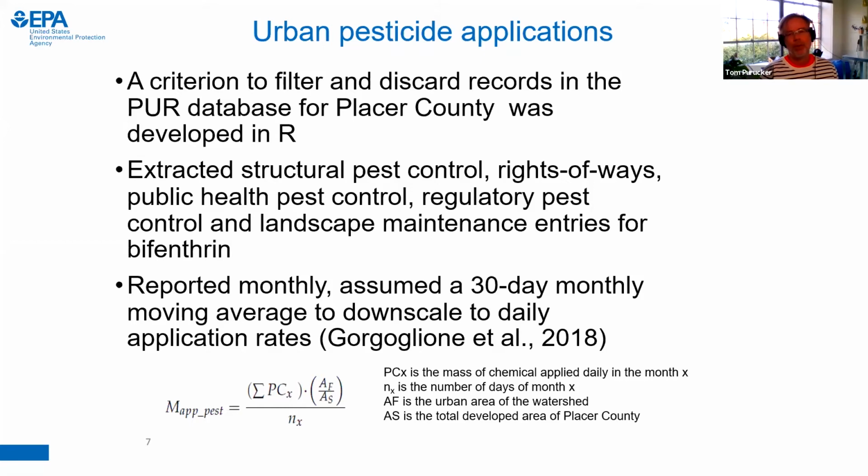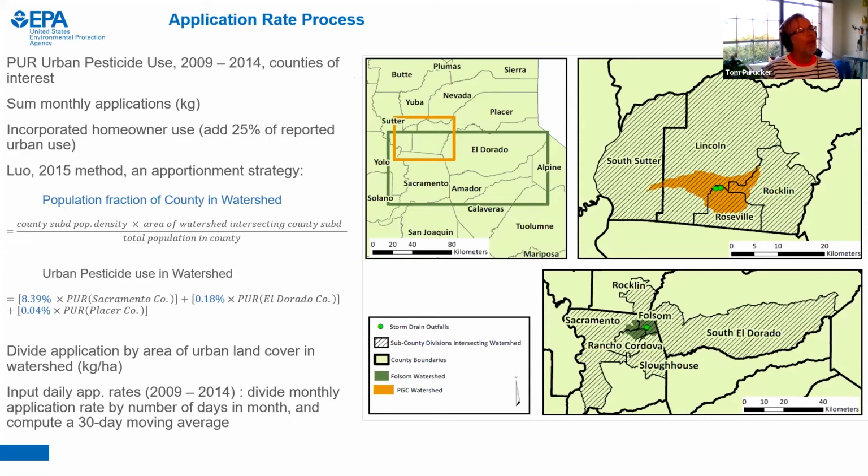So what we do is those are reported monthly. We downscale that to daily with a 30-day moving average over a multi-year period, and apportion it based upon residential and industrial land uses according to this method that was developed about 5 years ago by Yuzhu Liu, who is a local regulator there in Sacramento and a co-author on the manuscript that we're developing for this. And so essentially we apportion the amount of pesticides that are applied based upon the relative contributions of the urban land covers within the different counties of this area.